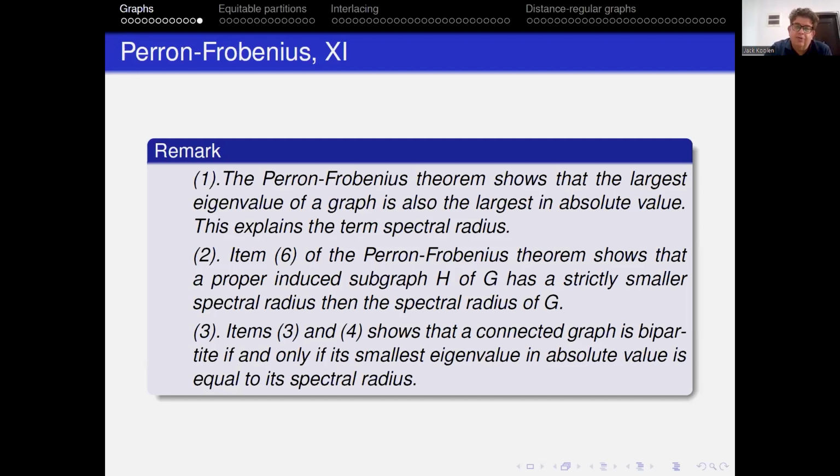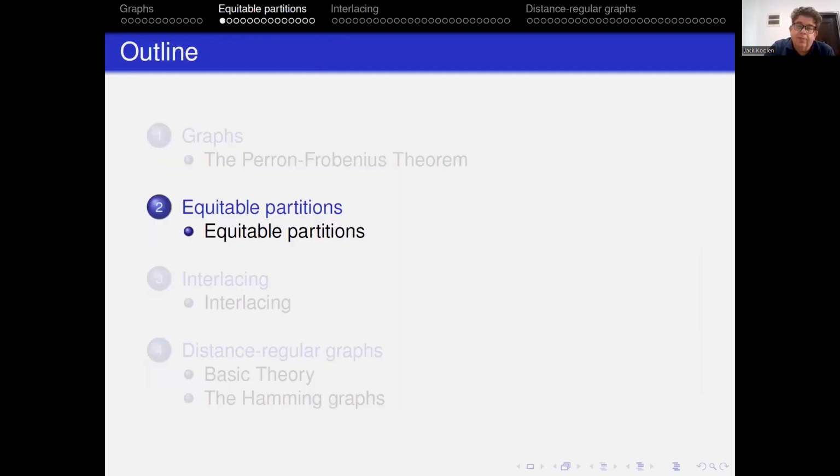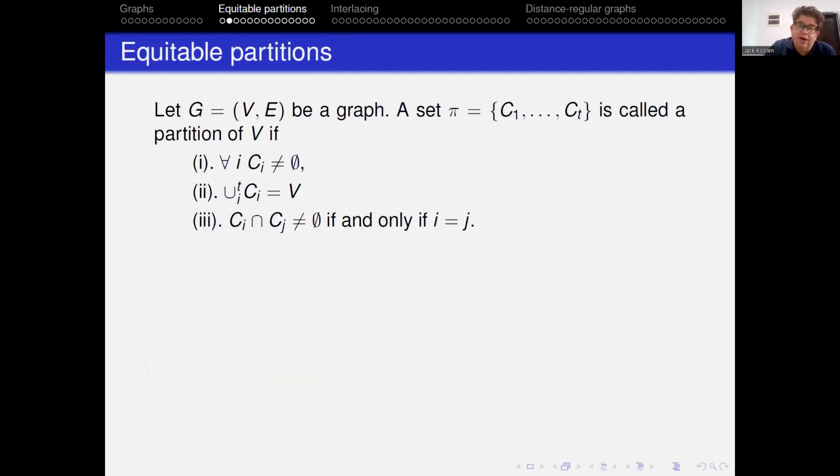Okay, that was the Perron-Frobenius part. Now I will start with equitable partitions. This will not be so difficult, the equitable partitions. So I will start with this. I will see how far I come today, and then we see how far we come.